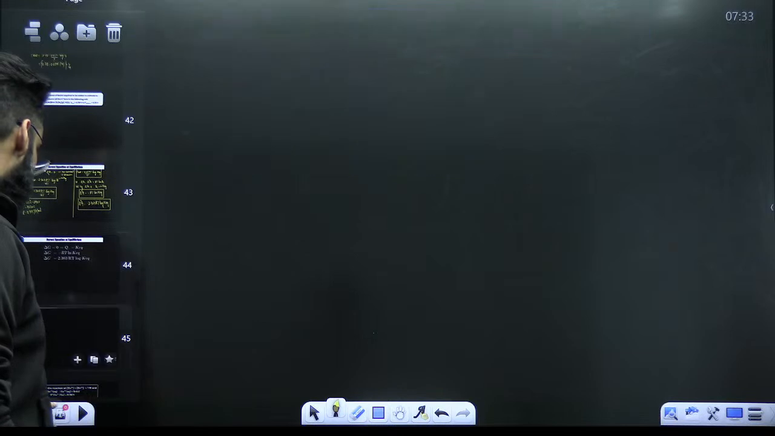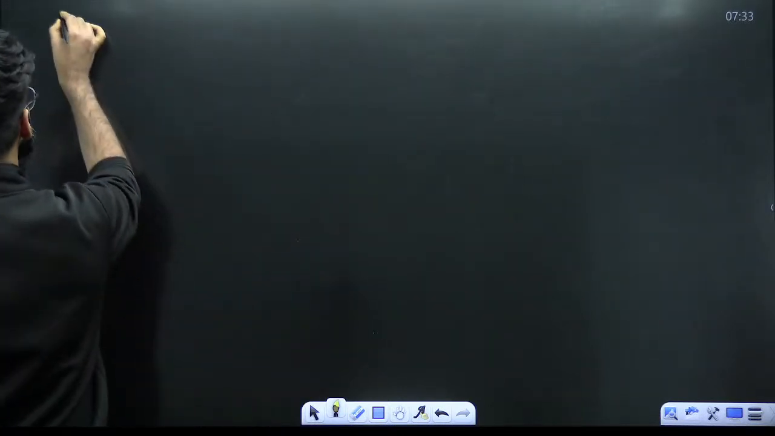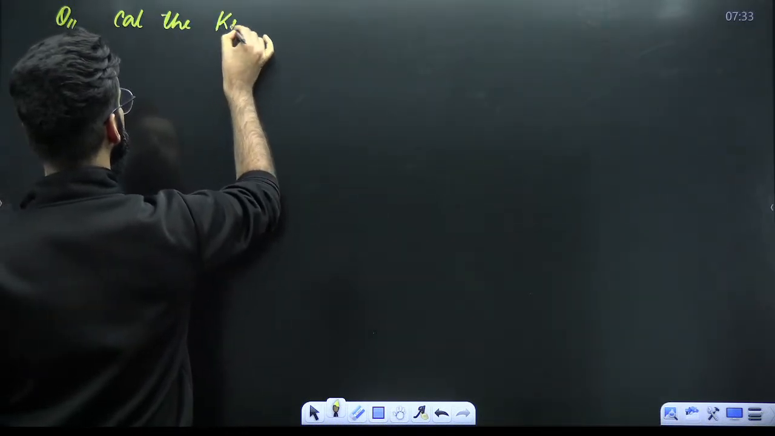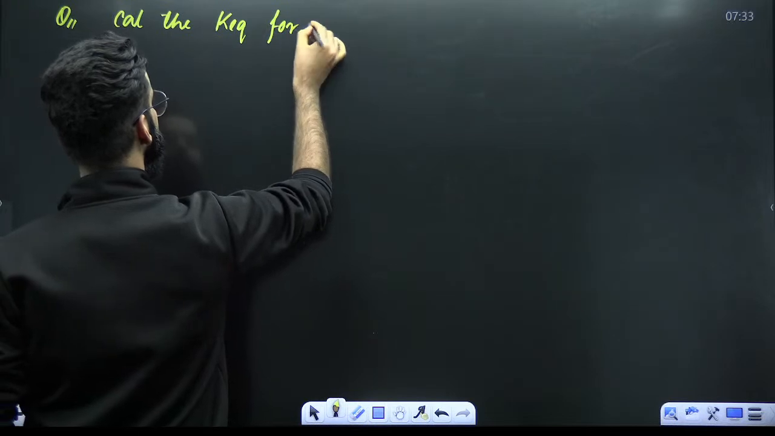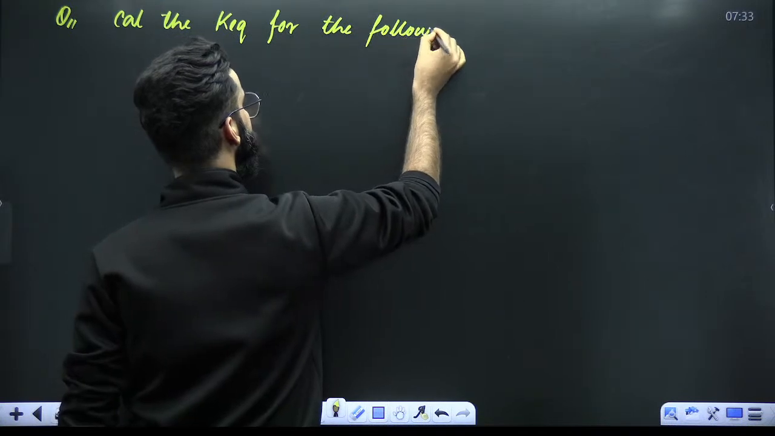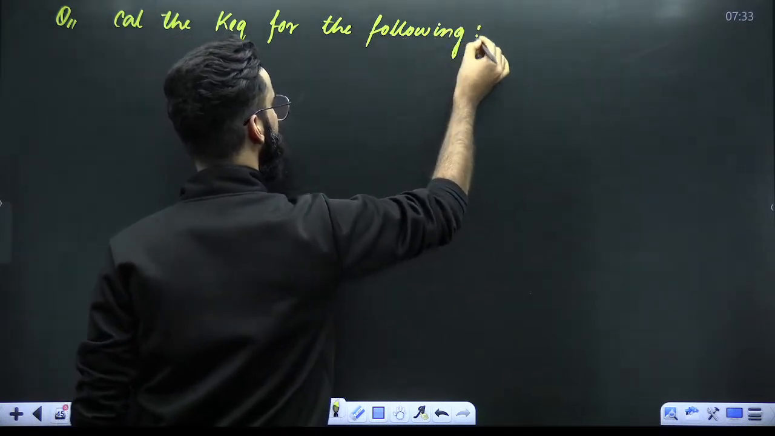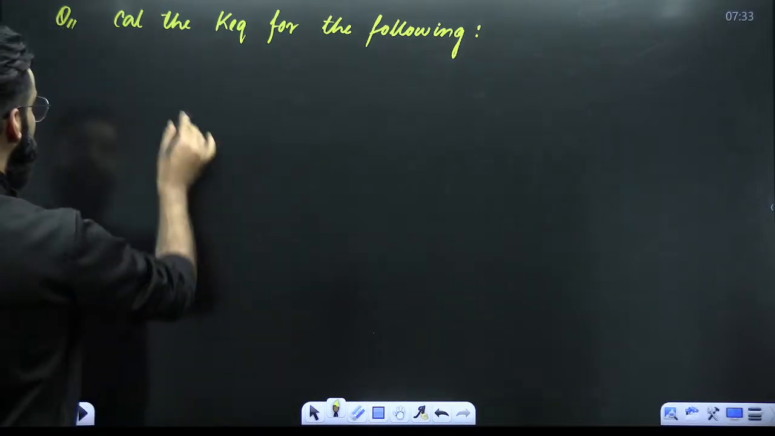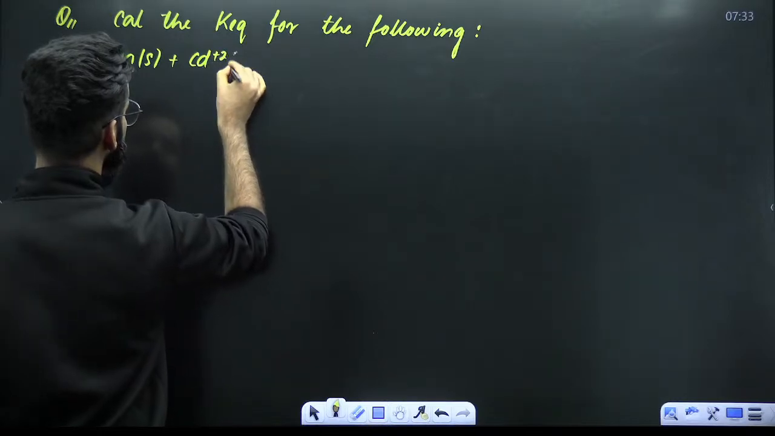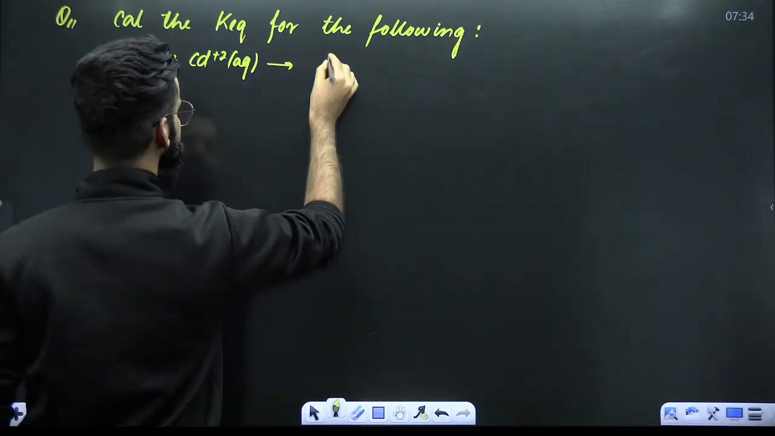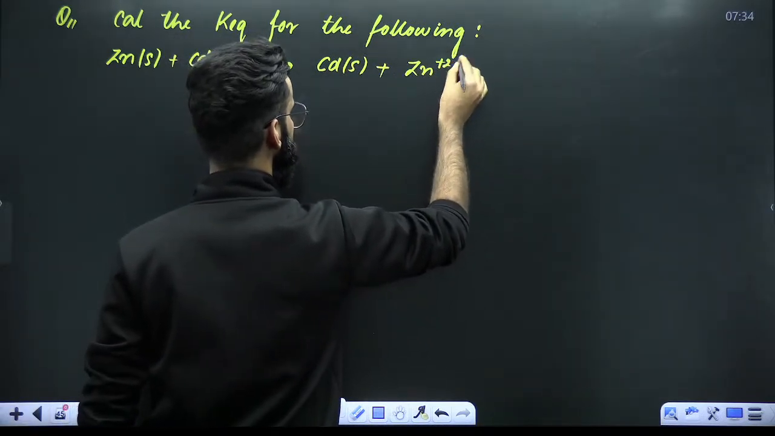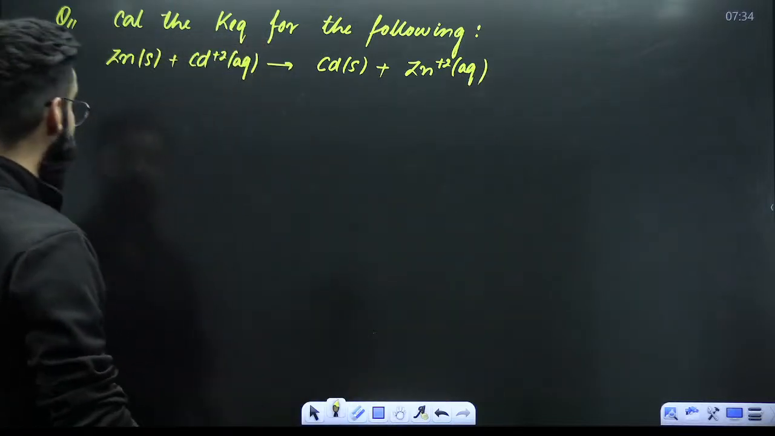Okay, for example, I'm giving you a question. Let me make a question like this. Calculate the equilibrium constant for the following. Let's say the reaction is like this: zinc solid plus cadmium 2+ aqueous gives cadmium solid plus zinc 2+ aqueous. Let's say this is the reaction which is given to me.